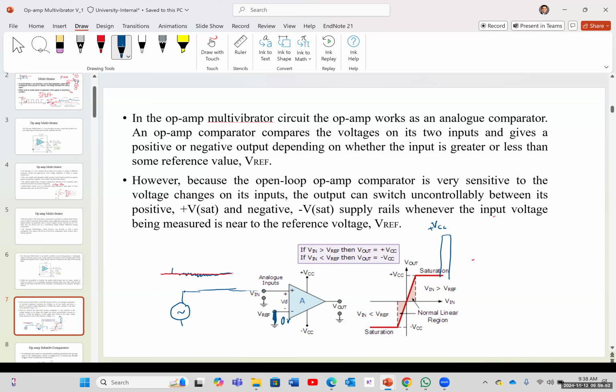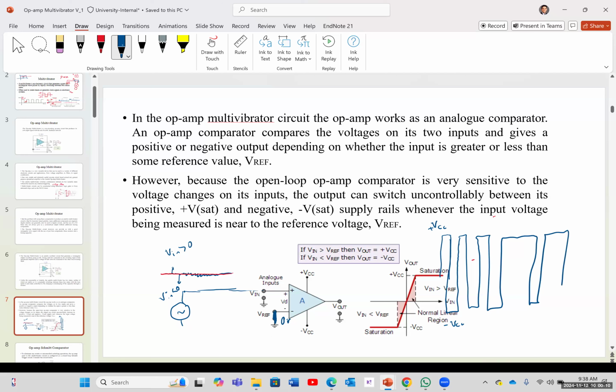So here, when it's greater than 0, V in is greater than 0. And here, imagine V in is less than 0. And when it's less than 0, you're going to have something that looks like this. It's equal to negative VCC. So suddenly you have a lot of oscillation between the positive and the negative, and a lot of distortion in the signal. You have a very small noise coming in, and you're suddenly magnifying it to a huge pulse signal.